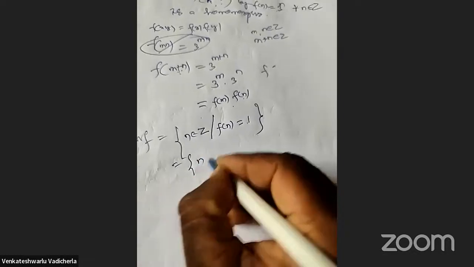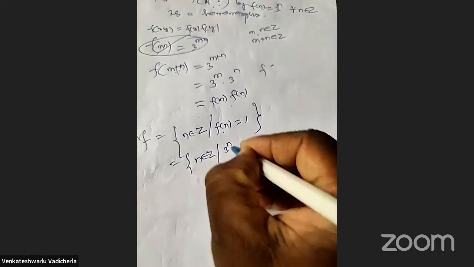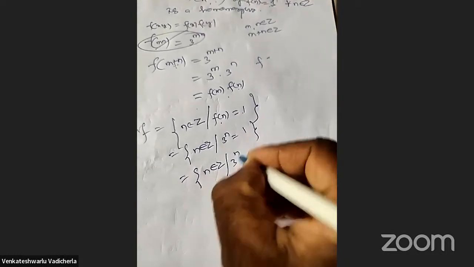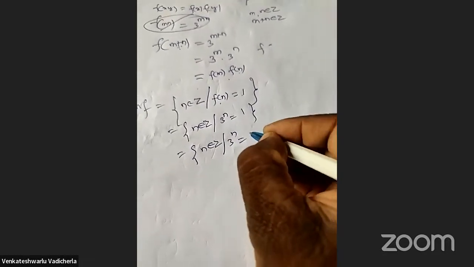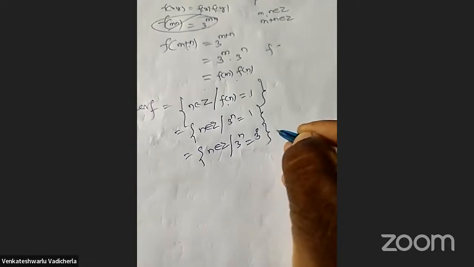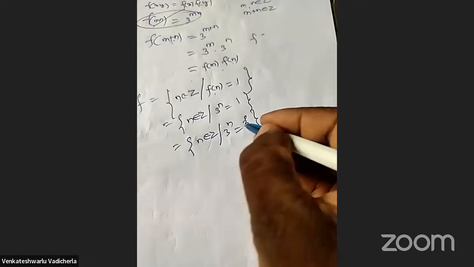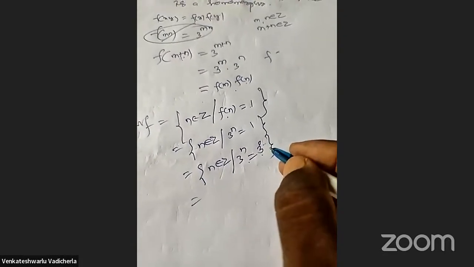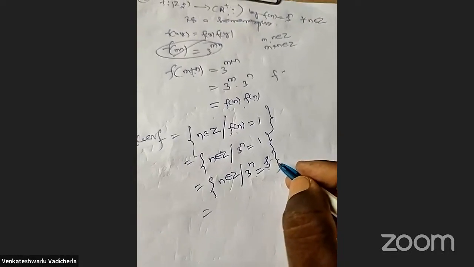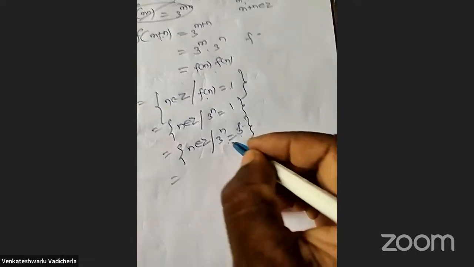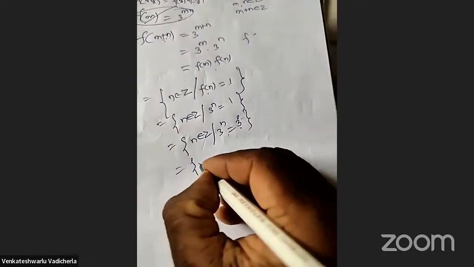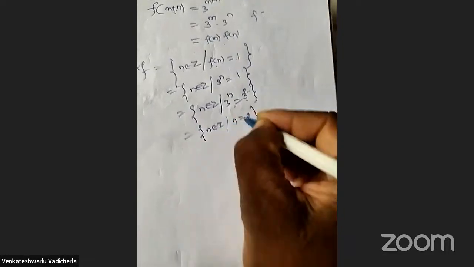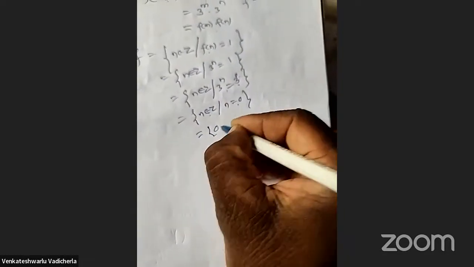So this is the definition: n belongs to Z such that f of n, 3 power n, is equal to 1. What is 1? Something to the power of 0, so 3 power 0. Comparing with equal bases, the powers should be equated. When the bases are equal, the powers should be added on multiplication, and the powers must always be equal. So n belongs to Z such that n is equal to 0. We can substitute n is equal to 0. That is always the kernel f, equal to 0.